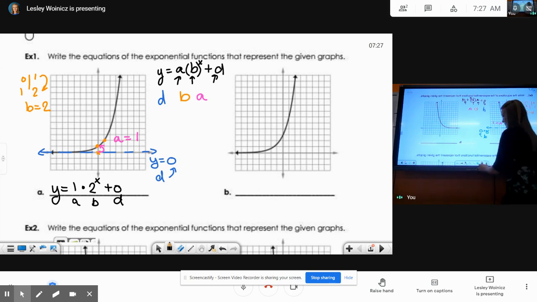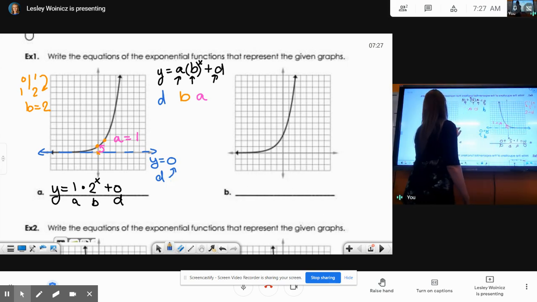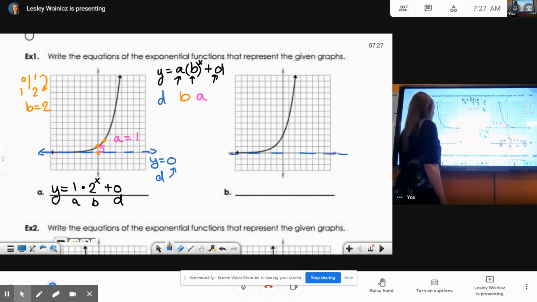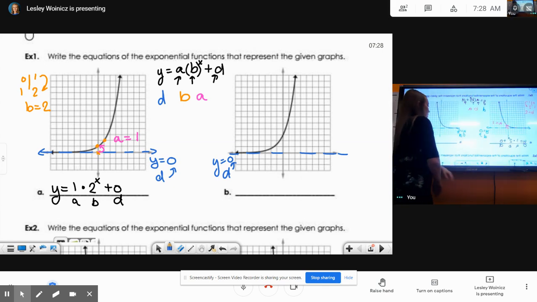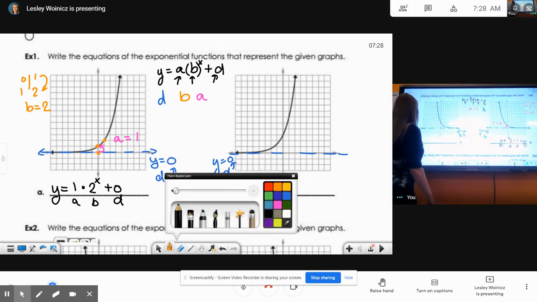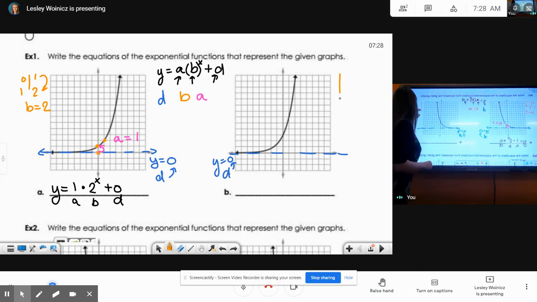Okay, now we're going to do this one. So my horizontal asymptote is the same. It's just on the x-axis, so y is 0, so d is 0. I can make a little table for my points. Here's a pretty one. I got 0, 3, and I got 1, 6. So to go from 3 to 6, I'm multiplying by 2, so my base is still 2.